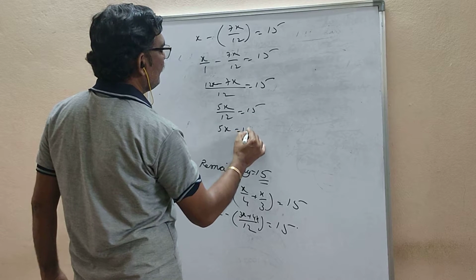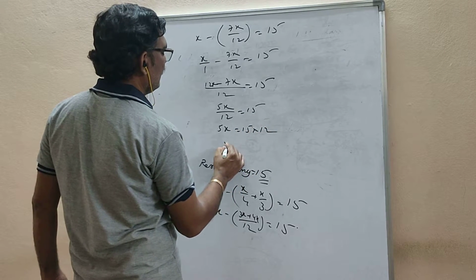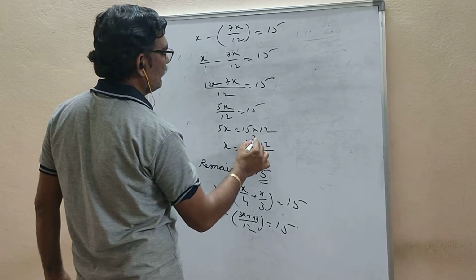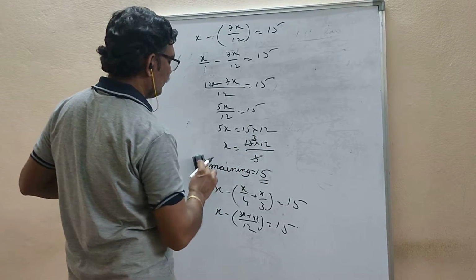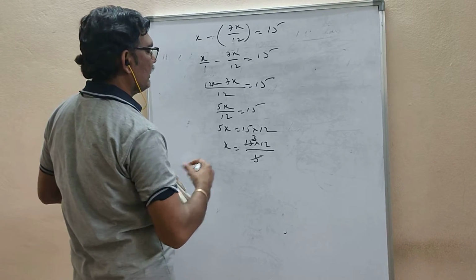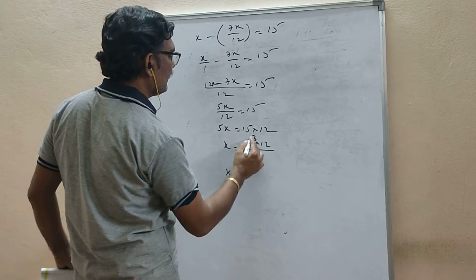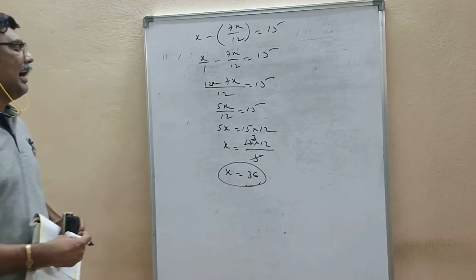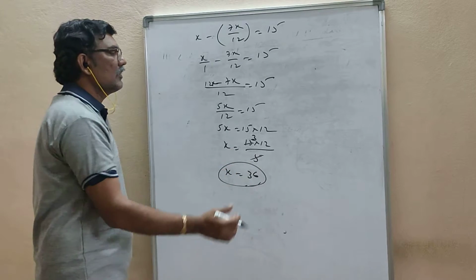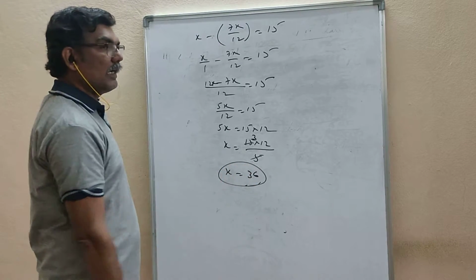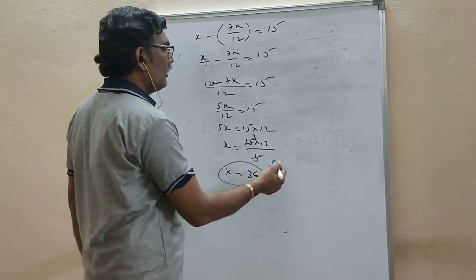12 take to this side. 15 into 12. X is equal to 15 into 12 by 5. So x is equal to 36. 12 3s are how much here? 36. So in a herd of deer, 36 deer are there. How many deer are there? 36 are there. 1/4 went to the forest.